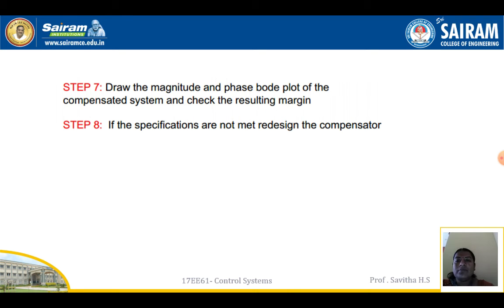Step 8. If the specifications are not met, redesign the compensator.